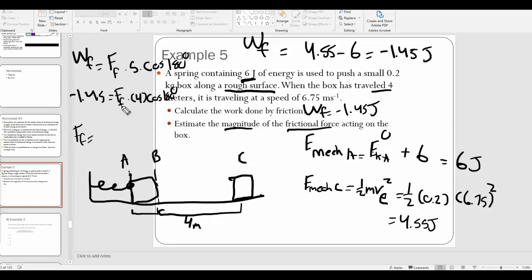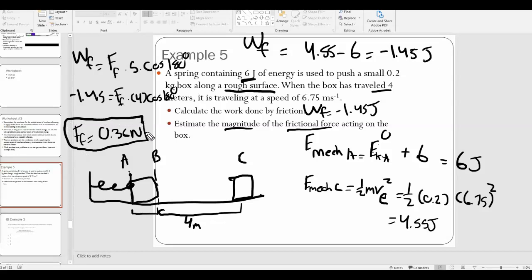And so to get the force of friction, all I have to do is divide both sides by 4, and I'm basically done. And so if you do that, you get FF equals 0.36 newtons, and we're done with the question. And so that is example 5.